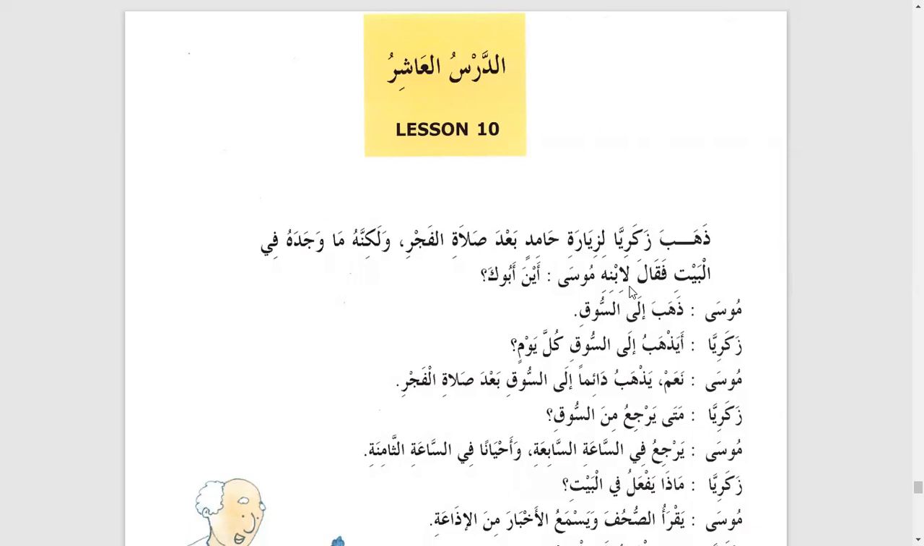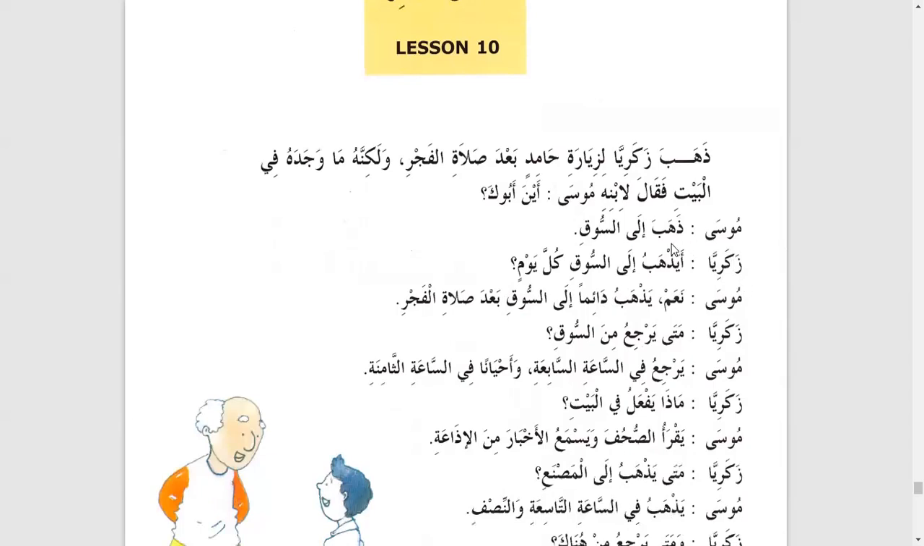Qala lil malaikati: Qala la isjudu li Yusuf, Adama. Okay, so after qala, the preposition is always li. So faqala li ibnihi Musa, and he said to his son Musa, Aina abuka, where is your father? Musa dhahaba ila suqi, he went to the market.